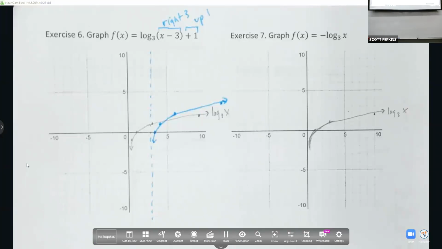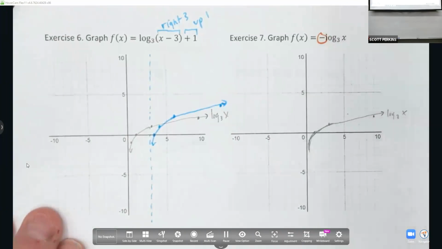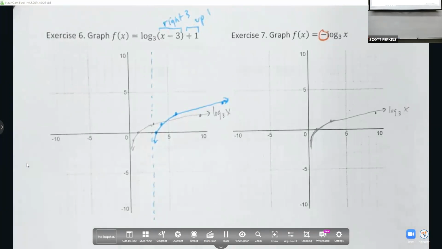All right, for this final example, again, I've got the same basic points. I've replotted them on this grid. If you need to do that, great. If you don't, great. What is this negative out in front of the logarithmic function going to do? It makes all the y's negative. Perfect. Well said. And that happens because it's out front.